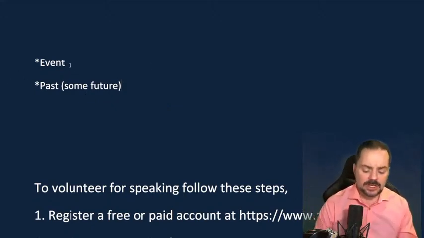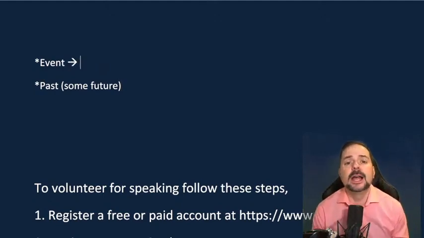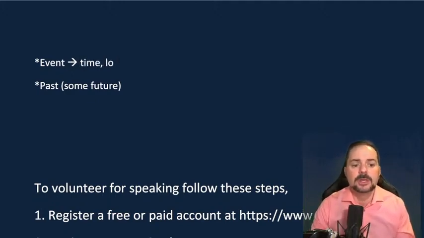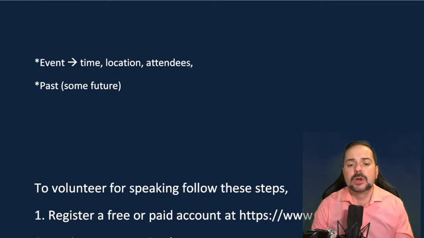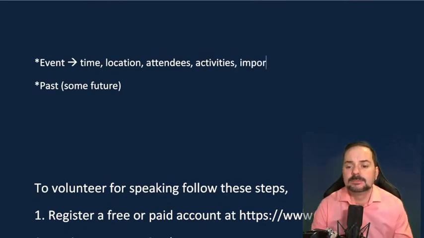And when we're talking about an event, we need to discuss a few different key elements, okay? So we need to discuss the time, the location, so when it happened, where it happened. We need to discuss the attendees, so who was there, right? Who were the people involved? The activities, okay? So what were the actual events that happened, the actions that happened, and the importance.